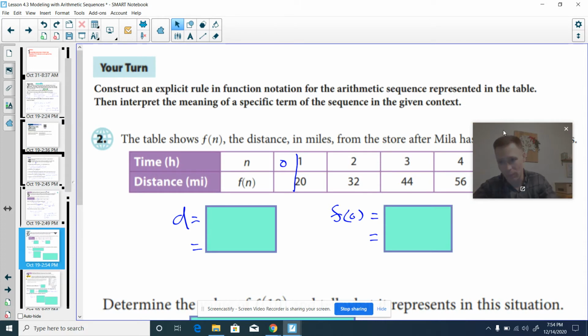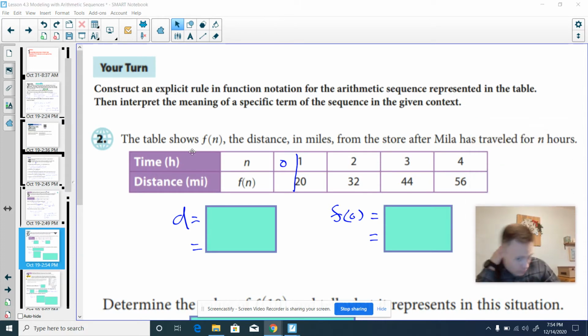All right, so same exact directions, and let's look at the table. The table shows the distance in miles from the store after Mila has traveled for n hours. Okay, so we've got a table, and time in hours is represented by n, and we have 0 hours that I added, 1, 2, 3, 4. And then we have the distance that Mila is away from the store, and we don't have 0. We need to figure that out, but after 1 hour it's 20, and then 32, and then 44, 56, and so forth, right?